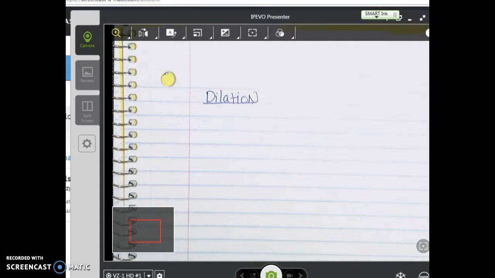Next, I want to look at dilation. Dilation is the change of size. So you're making it from smaller to bigger or bigger to smaller, and all parts are changing. Now, you're going to change the lengths of the sides, but you would not change the angles, because a 90-degree angle is still a 90-degree angle. We don't have a new angle.